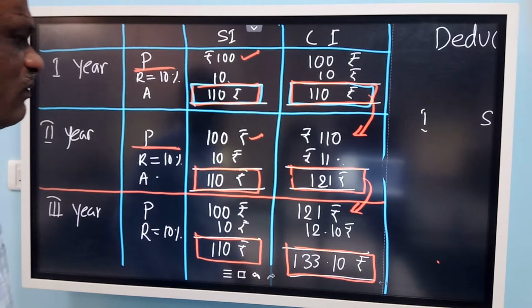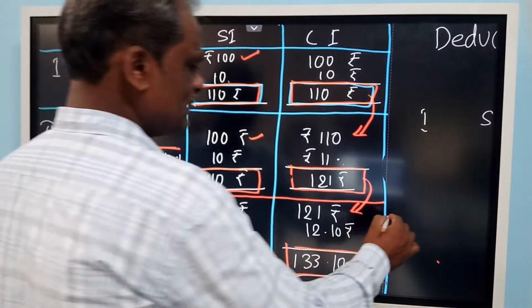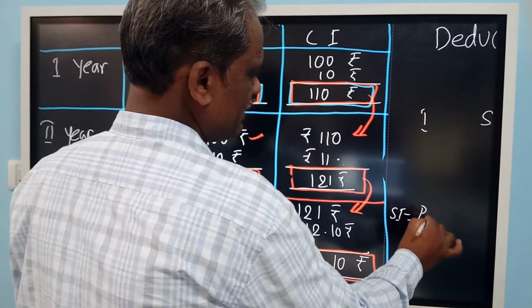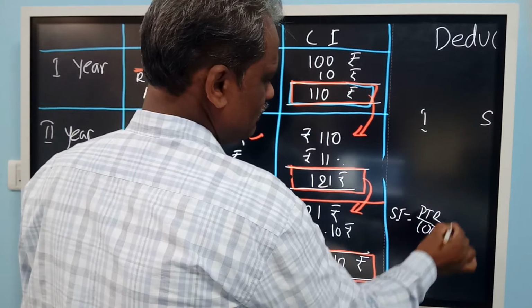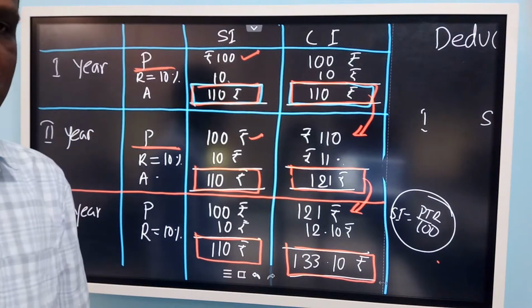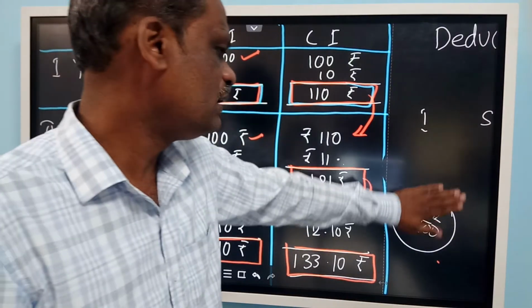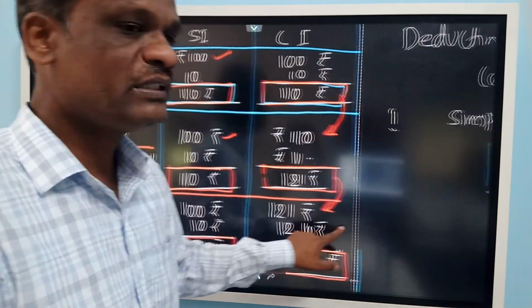Now we cannot follow the same method to calculate every time. Just like we have a formula to find the simple interest, PTR by 100, and we can use this formula, now we can find one formula for compound interest also. We can deduce one formula to find the compound interest.